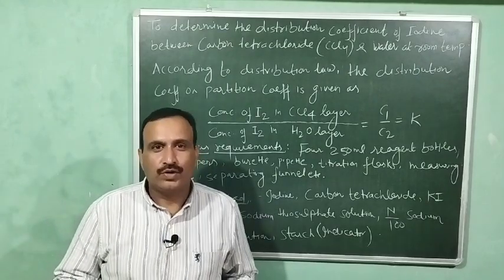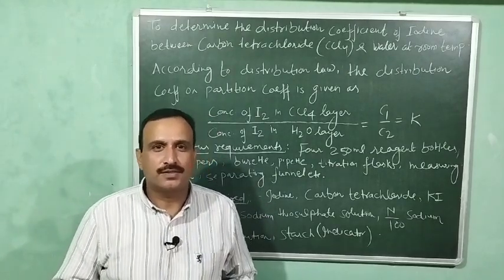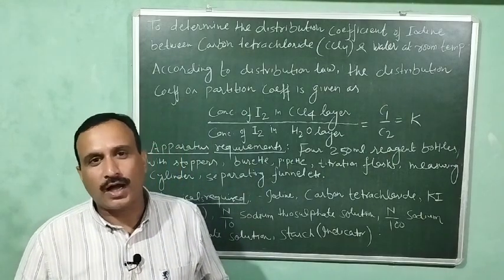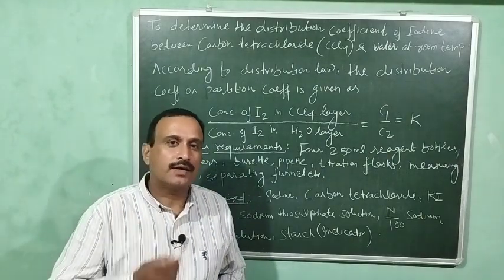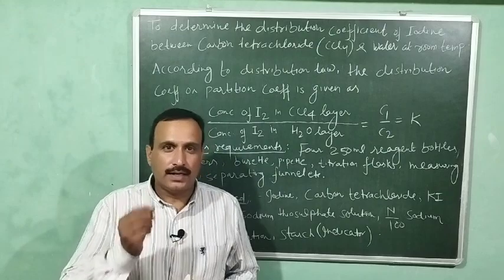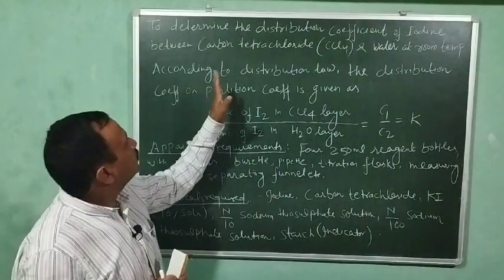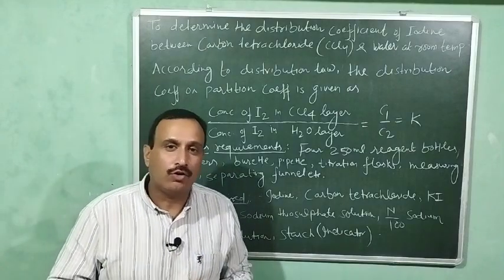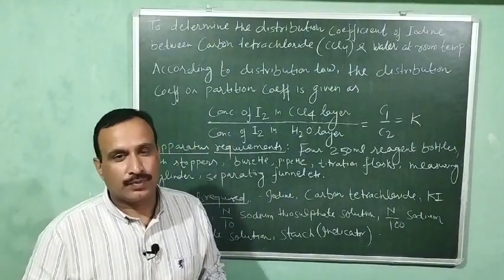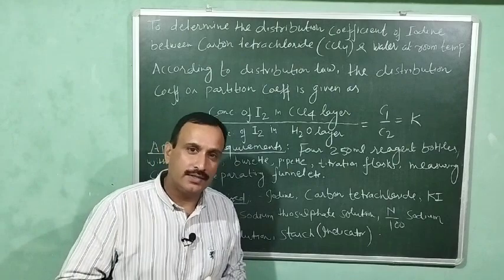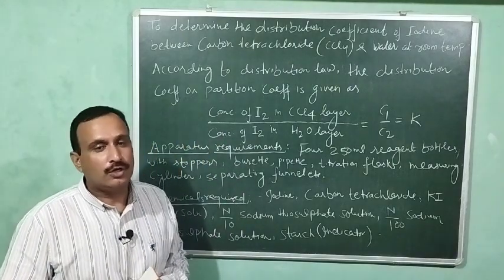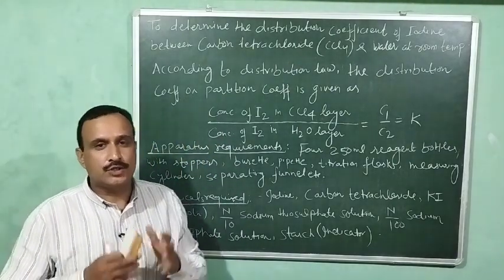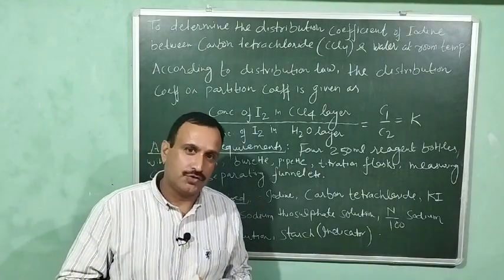Hello everyone, very warm welcome to DMG chemistry classes, and in today's video I am going to discuss a very interesting and important experiment, and the experiment is to determine the distribution coefficient of iodine between carbon tetrachloride and water at room temperature. In my previous video I discussed Nernst distribution law, and I also told you what is distribution coefficient or partition coefficient.